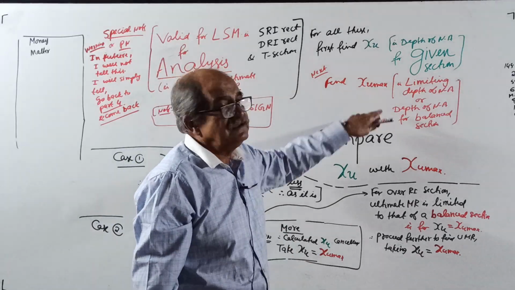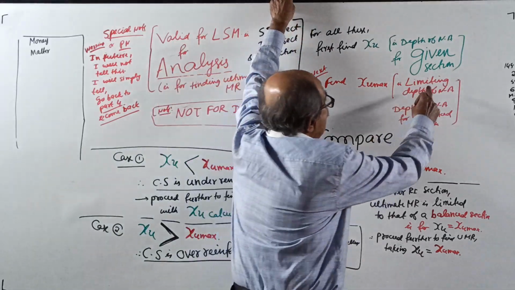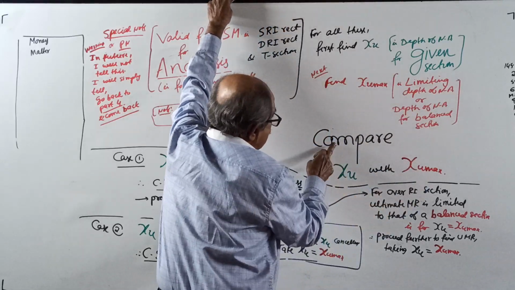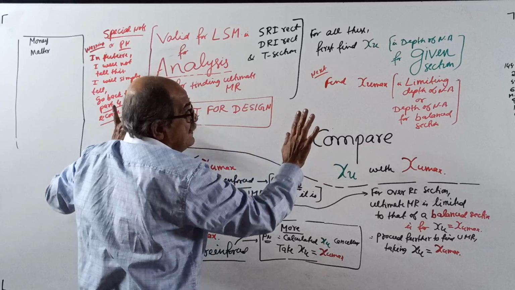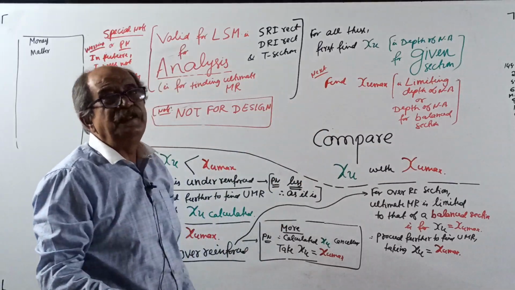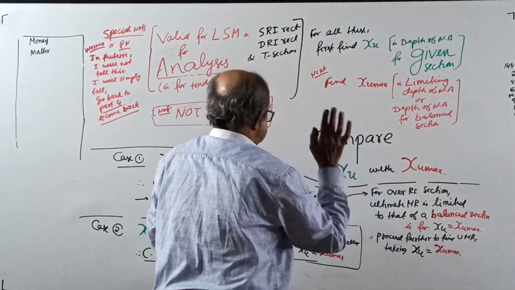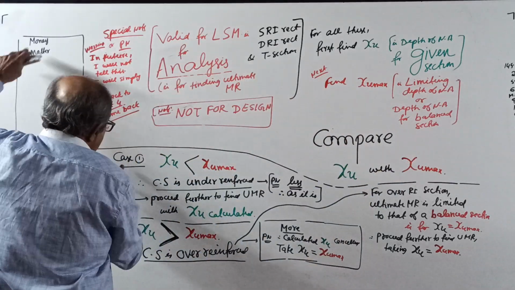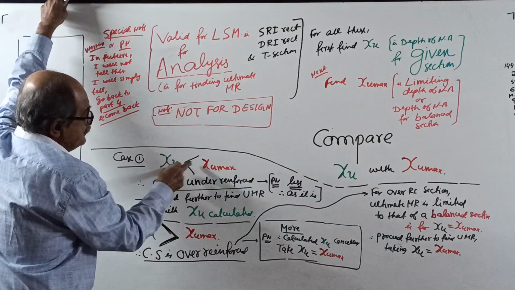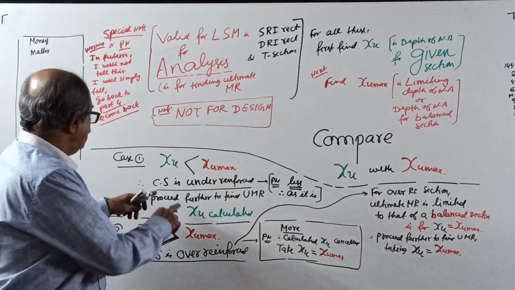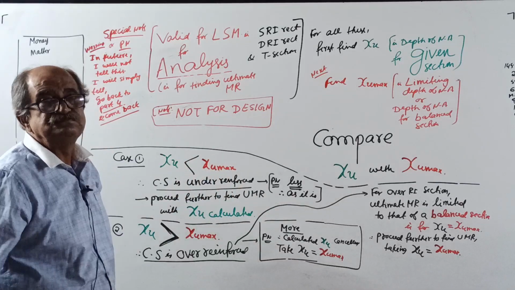Find XU max. Now you know how to find. Limiting depth of neutral axis, or depth of neutral axis for balanced section. See the correct order. How I explain, that way write. You also write in a drawing sheet. Compare XU with XU max. Okay, now come here. Case 1: XU comes less than XU max. In that case, cross section is under reinforced.